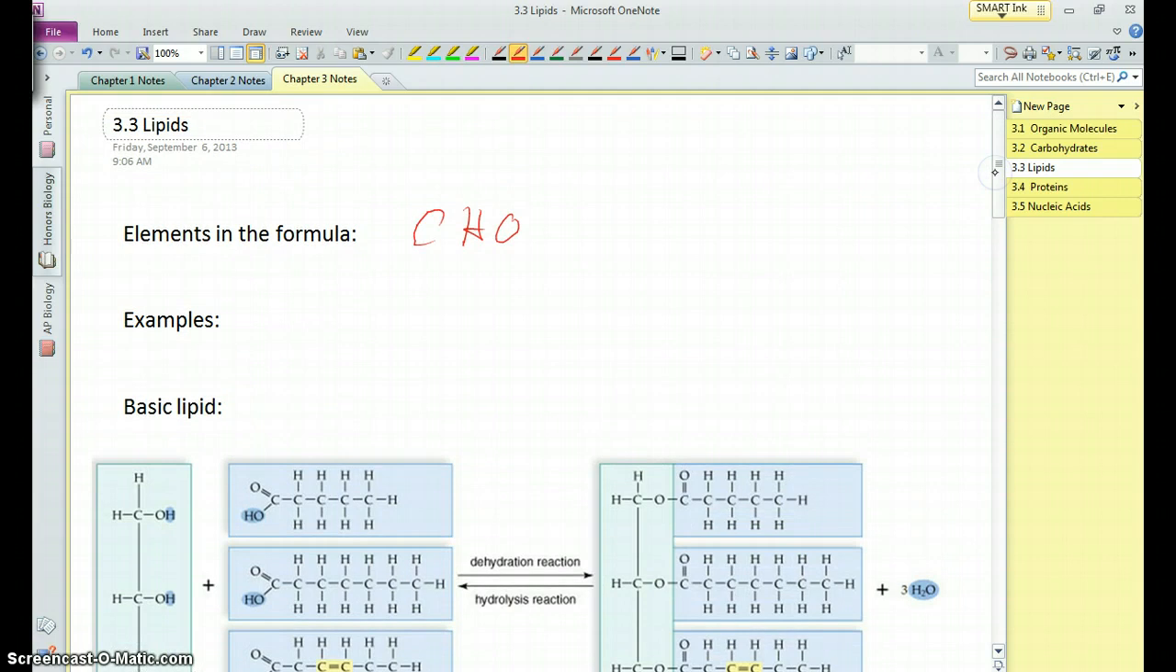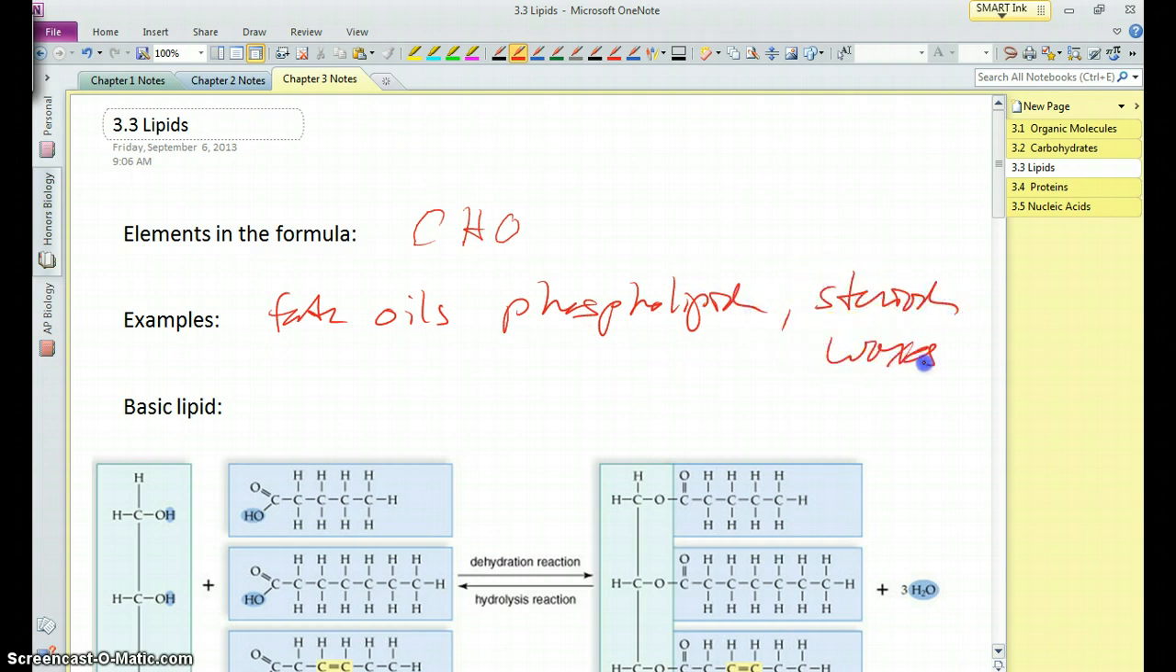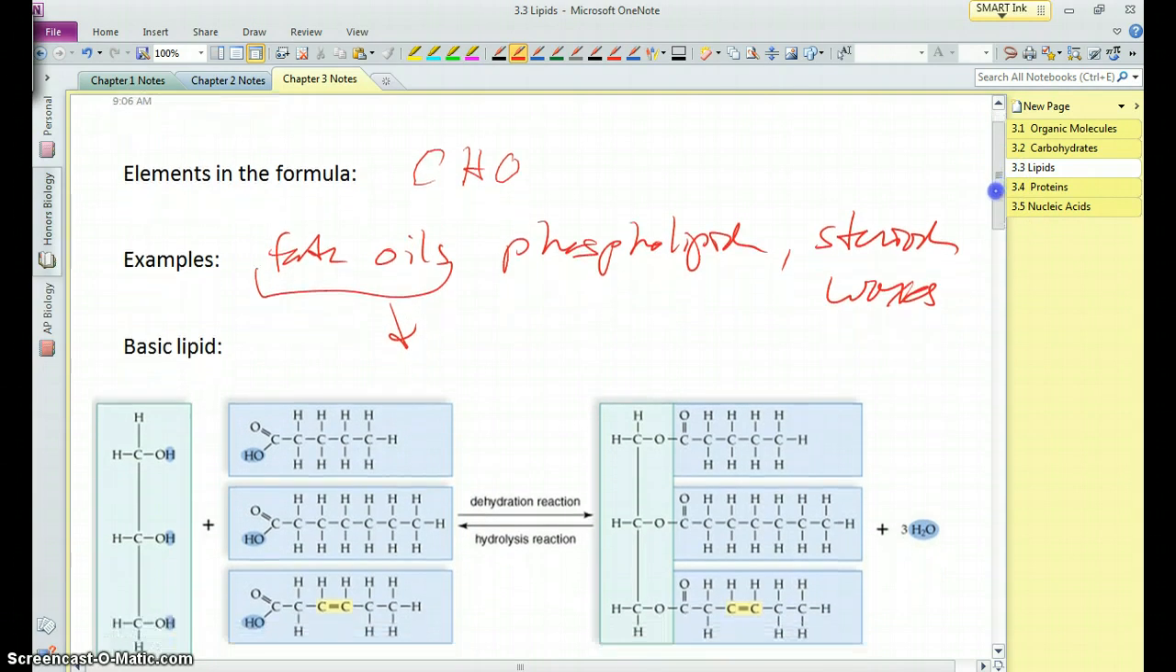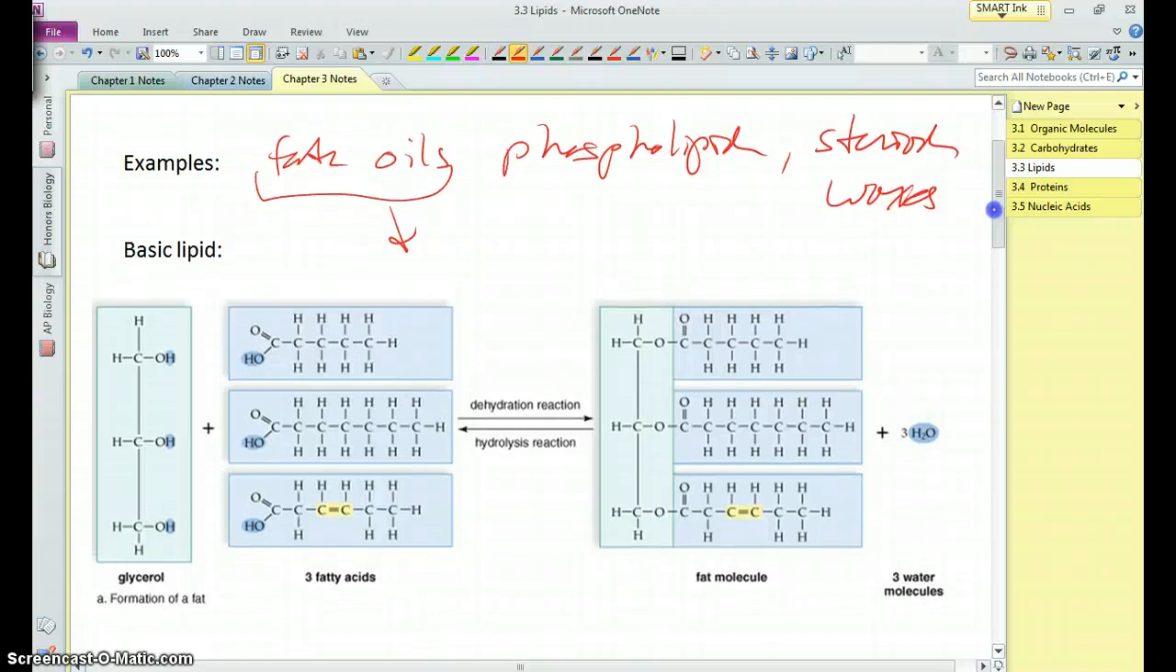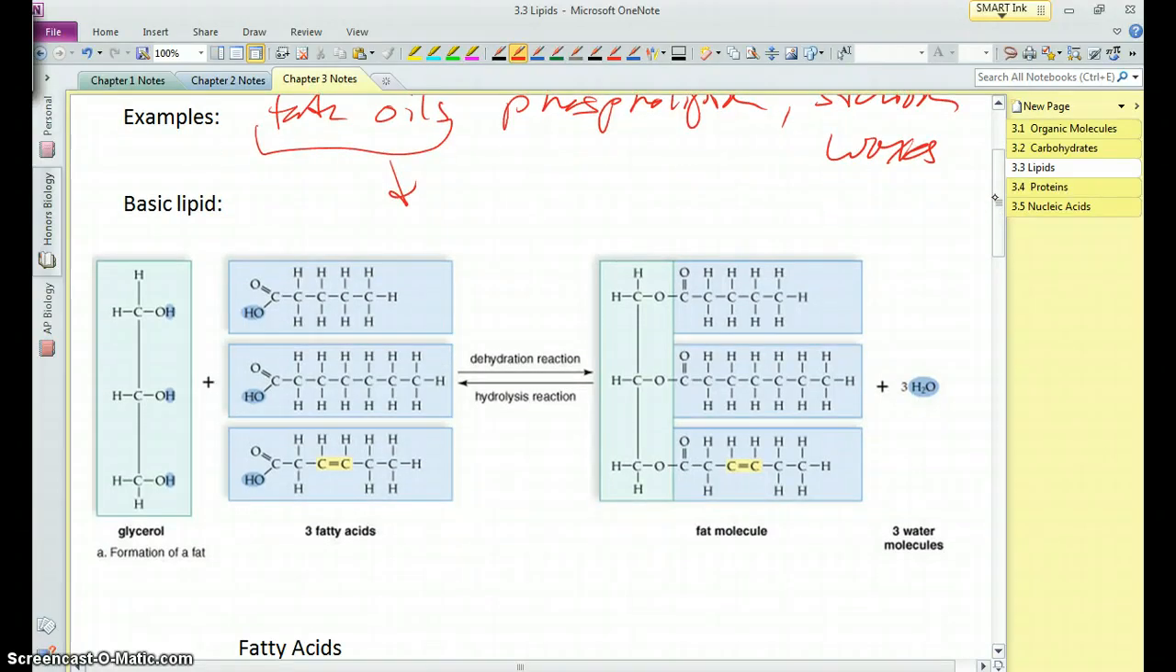So the basic types of lipids are known as fats, oils, phospholipids, steroids, and waxes. Fats and oils are one type of lipid, and we'll see the difference between them in a second. These two types are what are known as triglycerides.